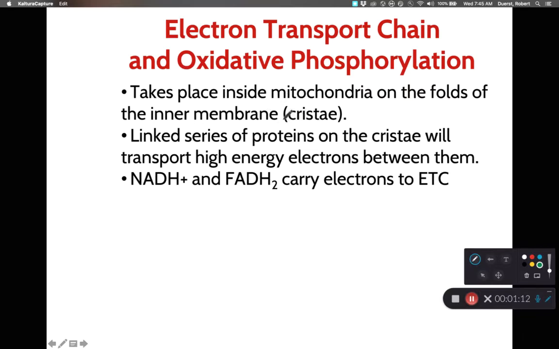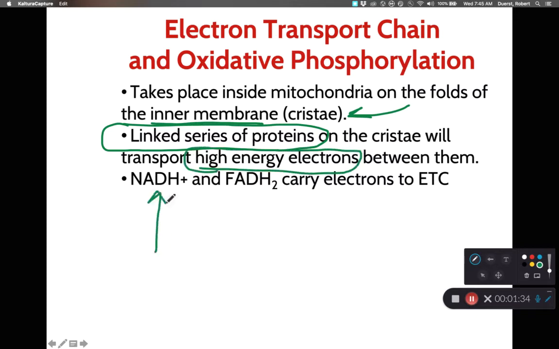The electron transport chain takes place on the inner membrane of the mitochondria, known as the mitochondrial cristae. And the mitochondrial cristae has a series of proteins that are linked together. Protein 1, 2, 3. And these linked proteins will have the high energy electrons being transported between them. The high energy electron carriers are NADH and FADH2, and they carry the electrons to the electron transport chain. (The positive sign that appeared on the slide there was a typo on my part.)